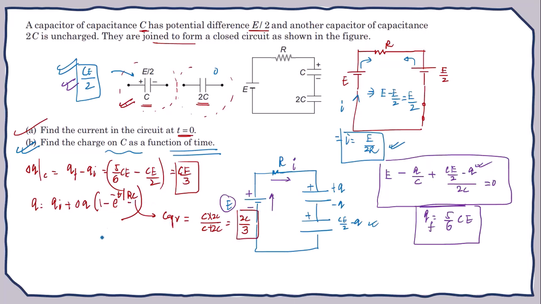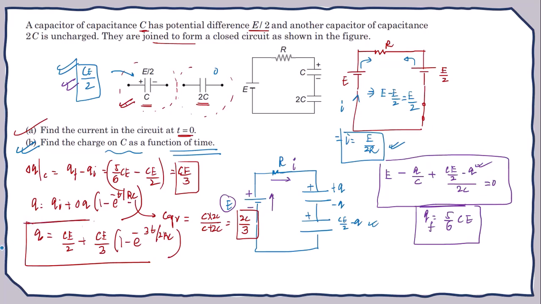So corresponding to that, and only one single R is there. So can I write this should be equal to Q initial. Q initial is how much? CE by 2, plus delta Q, which I got as CE by 3, into 1 minus e to the power minus t, where t is any time t divided by RC. So ultimately we get 3t by 2RC. Okay. So that is the Q at any time t for the capacitor of capacitance C.